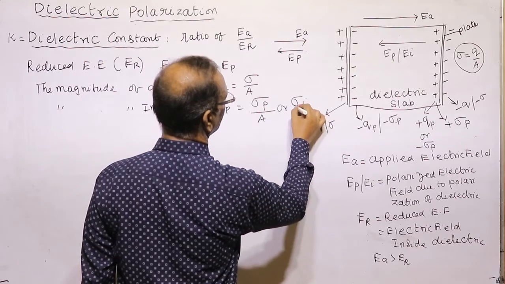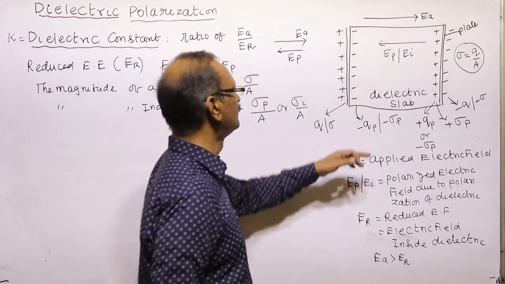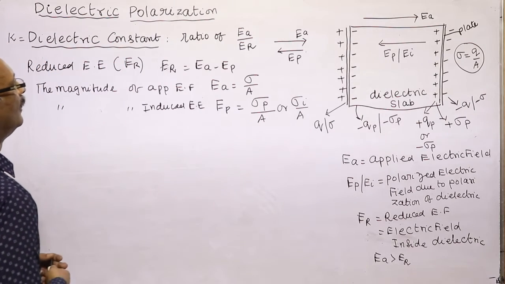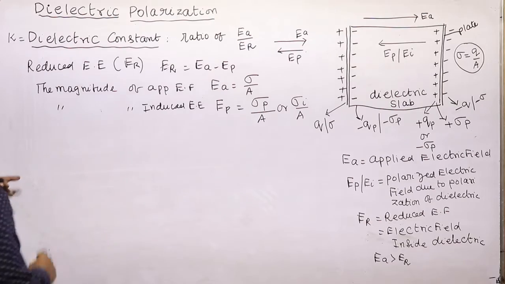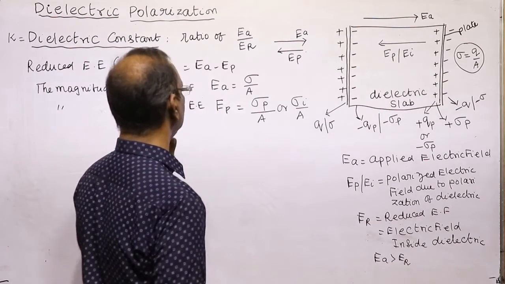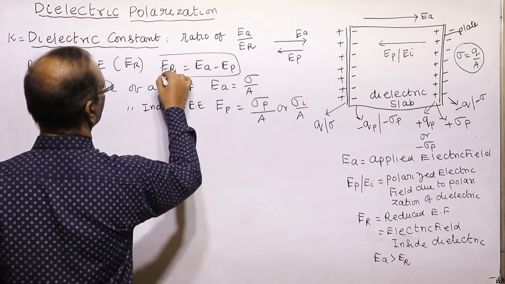We can use both symbols. Now we will use this one because the dielectric is polarized. We used the surface charge density of polarized charges. Now, what is the reduced electric field? This is the reduced electric field.